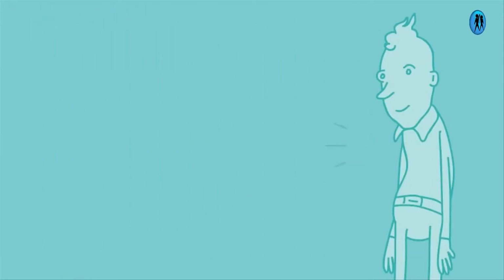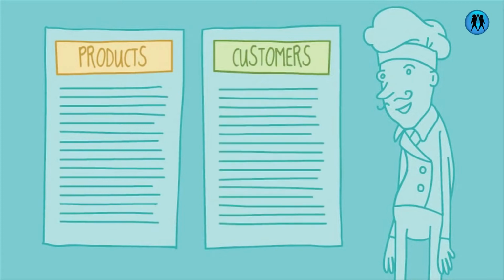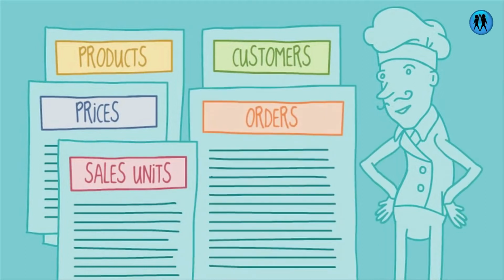Let's take a look. Say you're a hardworking amateur baker. You might decide to keep a database of all the cookies you know how to make and the people you make them for, your friends and family. A simple database because it only contains 2 lists. If you were a professional baker, your database would contain more. You'd have products and customers, and other things to keep track of like prices, sales units, and a list of orders. Does Access actually keep these things in a big long list?